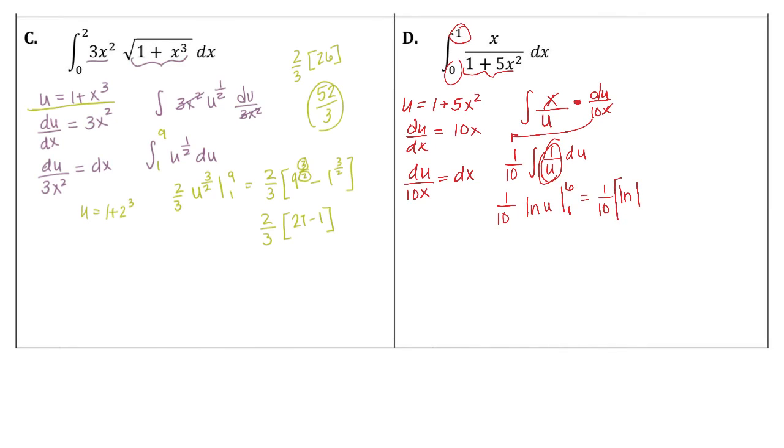And so let's go ahead and just do this inside part. So it's 6 minus natural log, absolute value of 1. Natural log of 1 is 0, so this is going to end up being 1/10 natural log of 6.